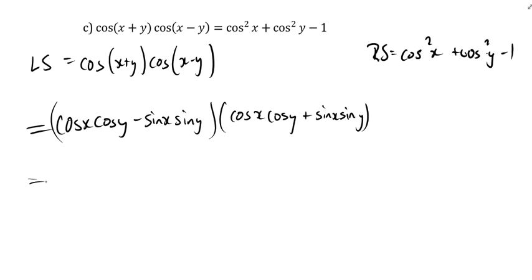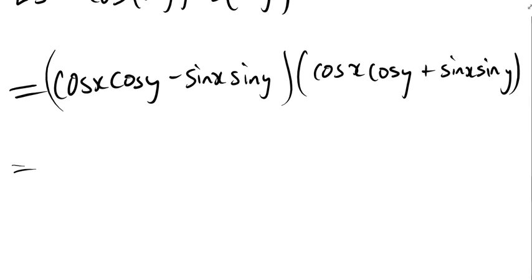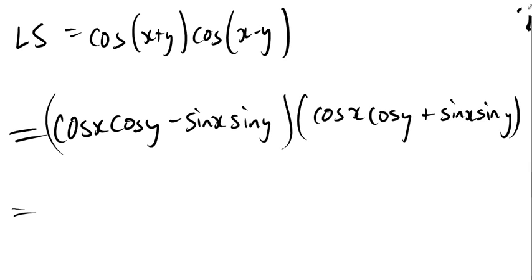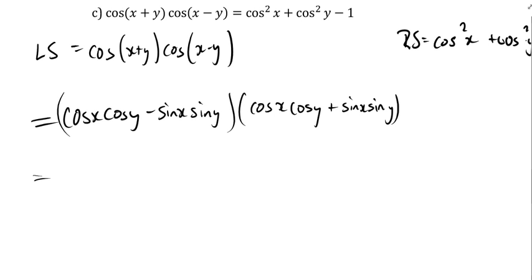And you should have them written multiplied together like that. So cos of x plus y is cos x cos y minus sine x sine y. And then same thing for cos of x minus y. And here's where, like, yikes, how is that going to be the right side? Well, we just have to keep going.